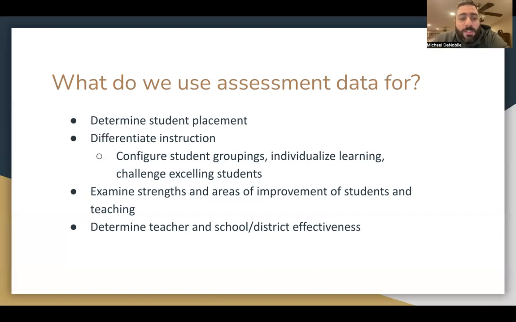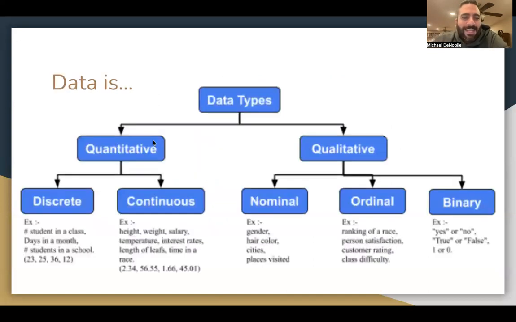And just like we determine student placement, we could also use it to determine teacher placement. Unfortunately, as many of you may know, oftentimes, instead of determining teacher placement, it's like determining teacher employment, which I personally don't think is a good use of data, but that's neither here nor there.